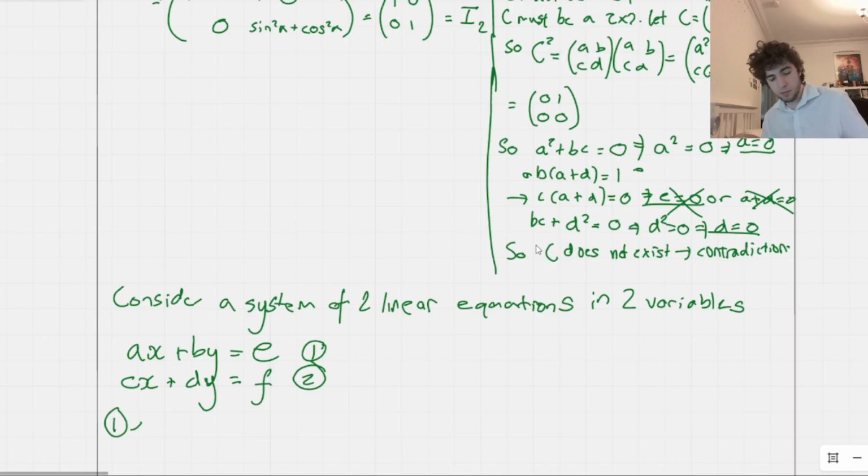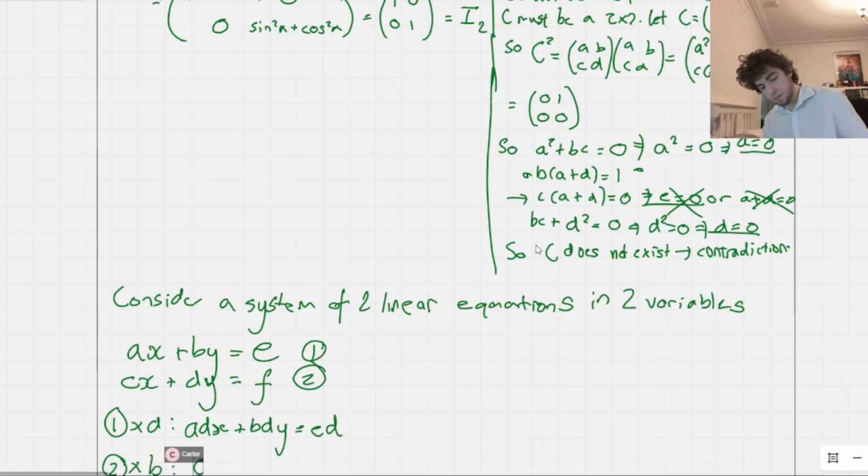So if I multiply 1 by d, what do I get? I get adx plus bdy equals ed. And if I multiply 2 by b, I get cbx plus bdy equals bf. Immediately I can subtract these two, and that gives me adx minus cbx equals ed minus bf. So I can factor out the x and divide to simply get that x equals (de minus bf) divided by (ad minus bc).